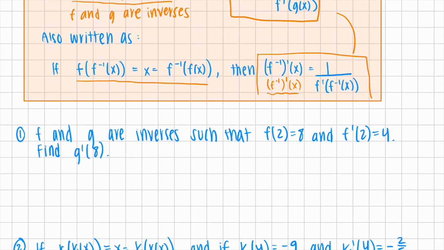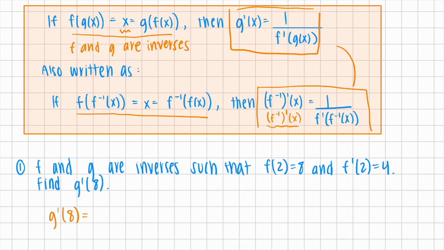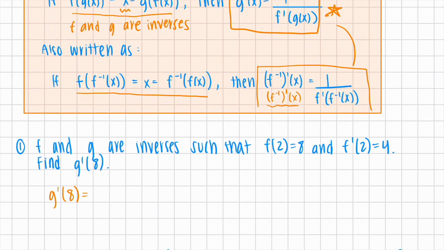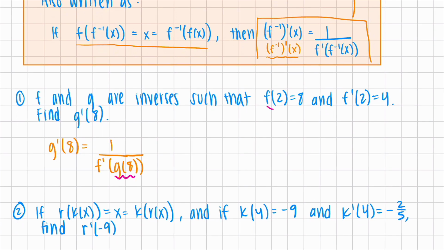Let's do some examples. It says f and g are inverses such that f of 2 equals 8 and f prime of 2 equals 4. Find g prime of 8. We're going to go straight to that formula, g prime of 8, and I'm going to use this top formula. That equals 1 over f prime of g of 8. To solve this, we need to figure out what g of 8 equals. Now notice they told us f of 2 equals 8, f prime of 2 equals 4. So they did not give us g of 8.